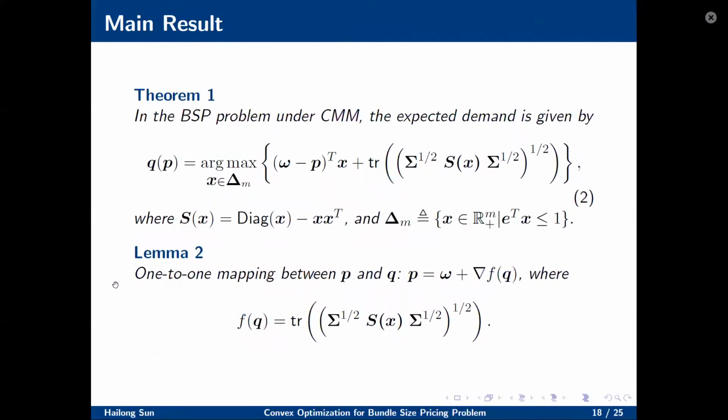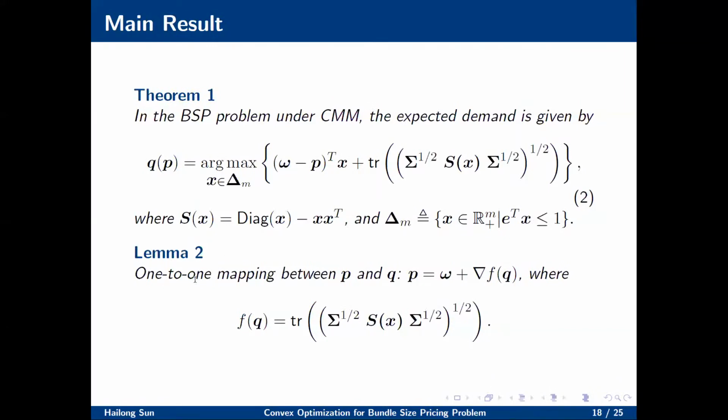So first, we show that the bundle demand, which is the choice probability under CMM, is actually given by the optimal solution to a strongly concave maximization problem. So here we are maximizing a linear function of Q of X, which is the choice probability, plus some regularization term. Here, omega is the mean vector of the bundle valuation, P is just the price vector, X is the choice probability, delta is the unit simplex, and capital Sigma is the covariance matrix of omega.